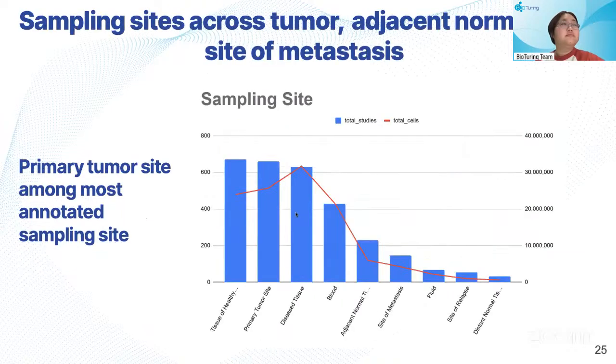Moreover, we also standardize the ontology terms for the sampling site. This is very relevant to those of you who are studying cancer, so that you can see where the sample is taken from. For example, is it taken from healthy tissue, from the primary tumor site, or from diseased tissue? We also have adjacent normal tissue as well as the site of metastasis.